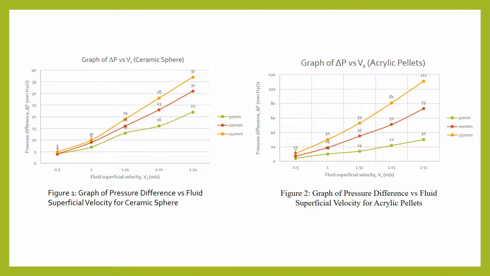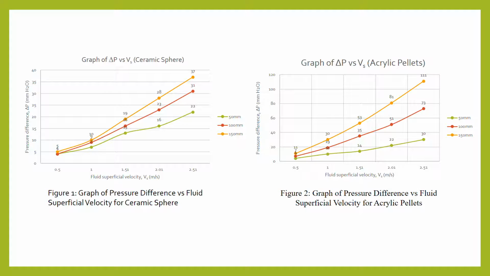Both Figure 1 and Figure 2 show that the pressure drop of fluid is relatively proportional to the fluid superficial velocity. Also, when the height of the bed increases, the gradient of the graph increases, proving that the pressure difference recorded also increases. Hence, from both these graphs, it is clear that the pressure difference is directly proportional to the fluid superficial velocity. Comparing both graphs, the bed does not change its behavior: the higher the height of the bed, the more the pressure drops at higher superficial velocity.